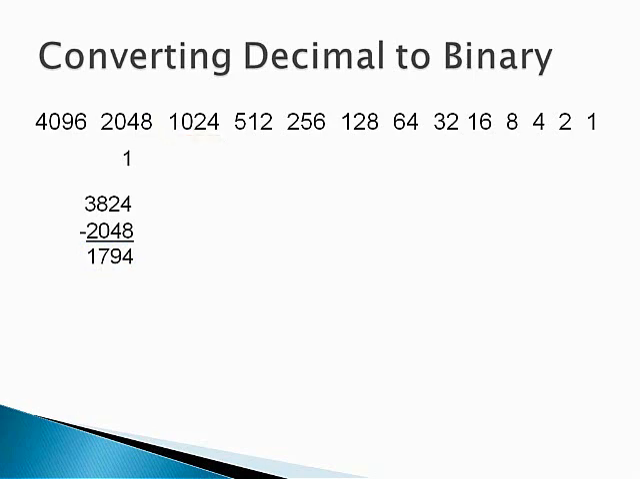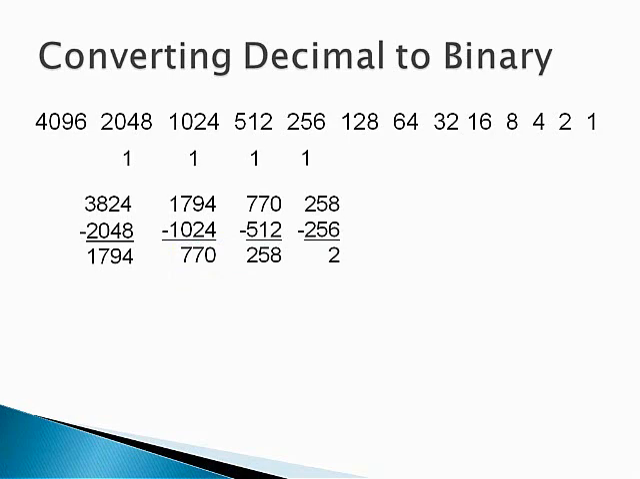Can we get 1024 out of 1794? Yes, we are able to do that. We place a 1 there, subtract it, it leaves us with 770. The next column over, can we take a 512 out of 770? Of course we can. That leaves us with 258. Can we get a 256 out of 258? Of course. We do that, we are left with a 2.